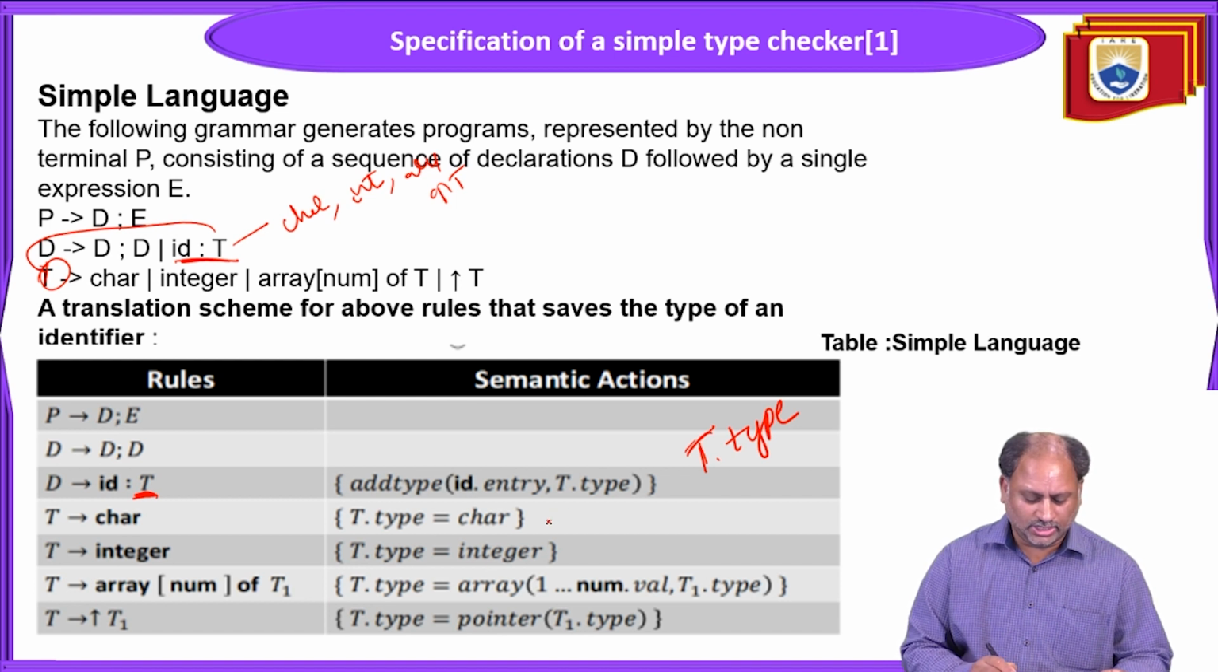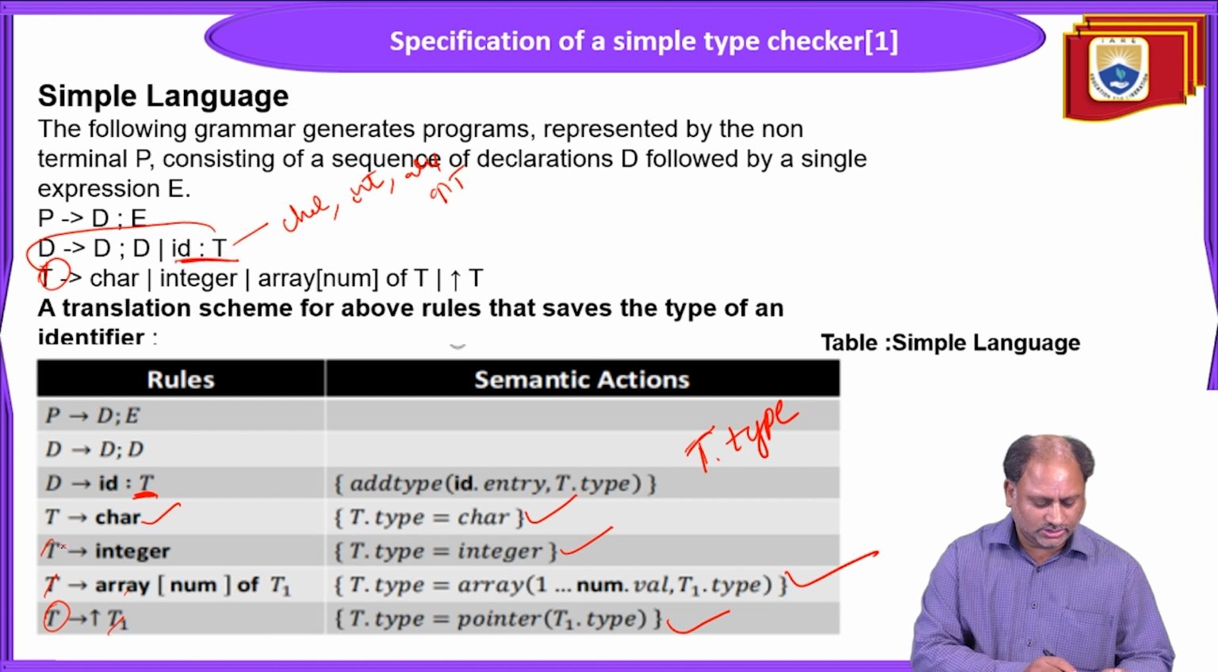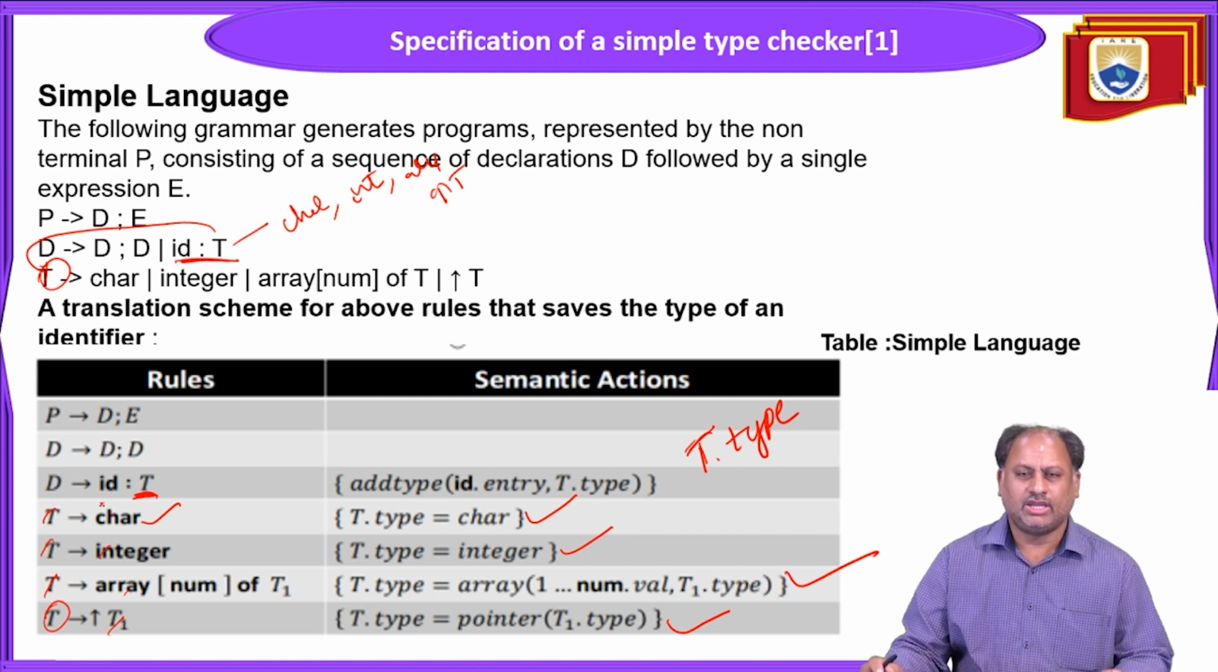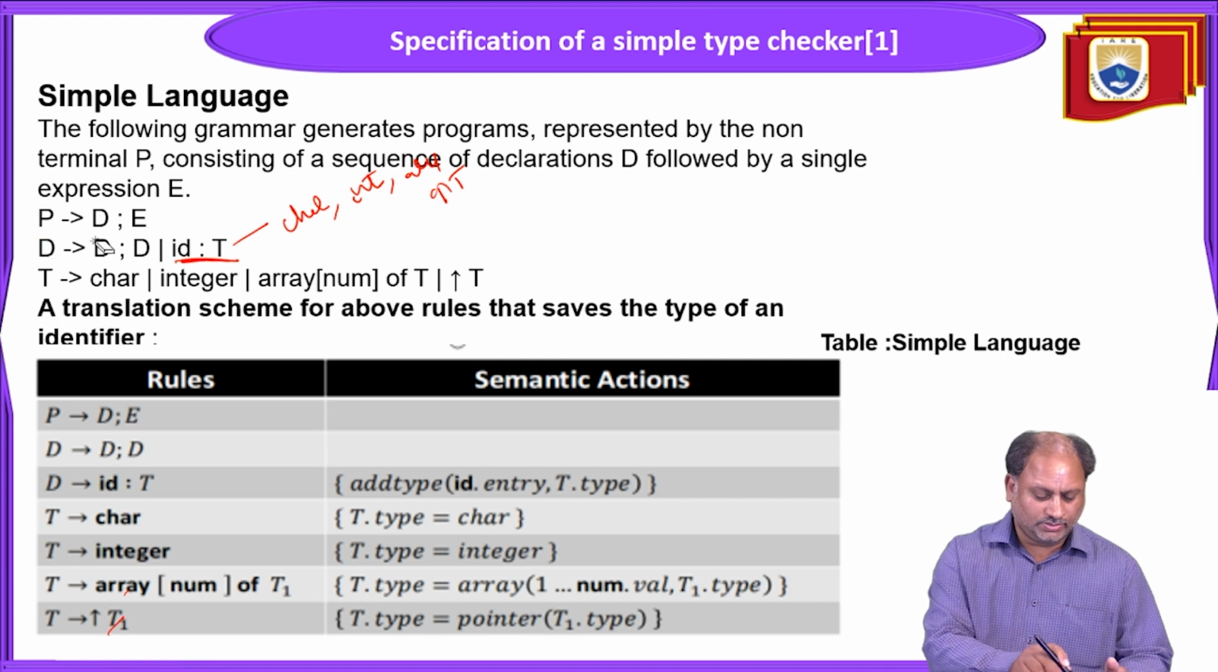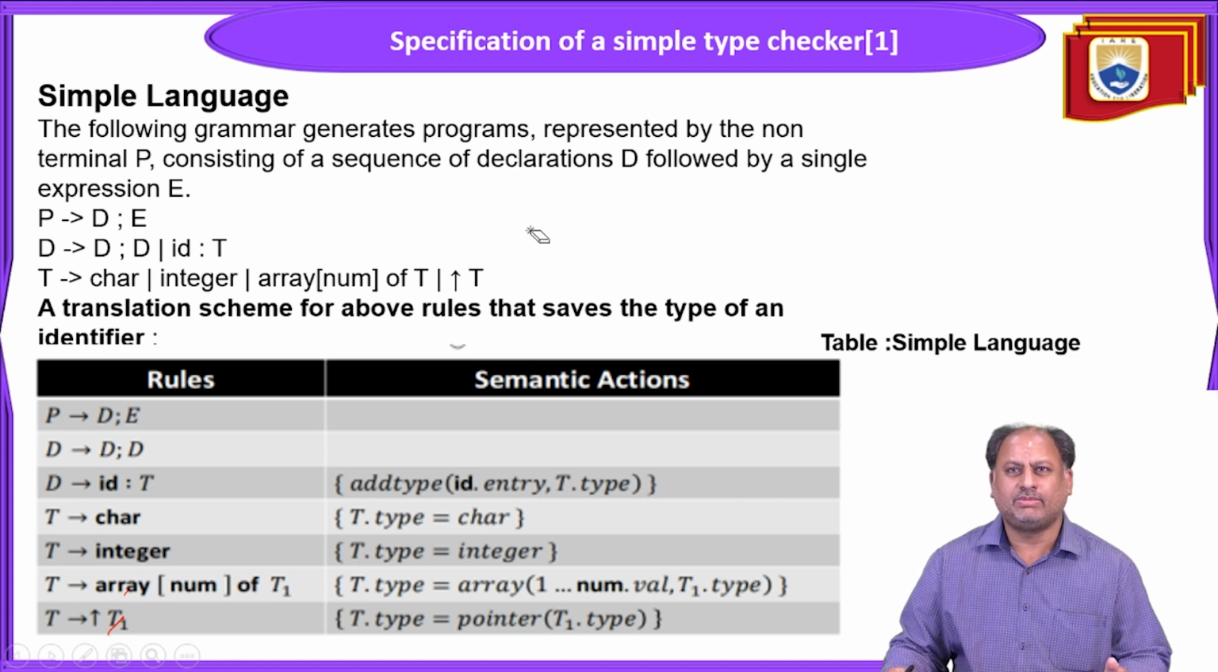If you look at the second one, character: what is the type here? T.type is set as the action. Similarly integer gives T.type integer, then array type and pointer type. What is the type T? It is a pointer type. Here, an array type. What is T? It is integer. What is T? It is character. So the type of each is simple, which is why this is a simple language where we can easily identify what type it is.